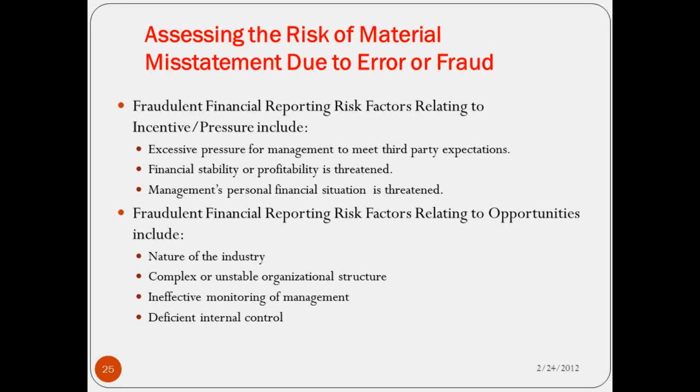One's incentives, pressure, the other is opportunity, and the other is rationalization. So three. It's called a fraud triangle. So fraudulent reporting risk factors relating to incentive and pressure include things like excessive pressure from management to meet third-party expectations. And think about some of these things, you're collecting this information as you're going through understanding the client's business, assessing management's integrity.